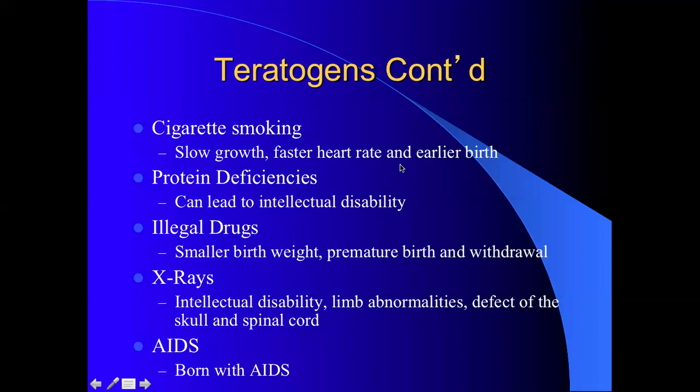So there are low levels of radiation that could cause damage to the child. So even something as simple as an X-ray could cause damage to the child, lead to intellectual disabilities, limb abnormalities, and whatnot. Now, how did we discover the effects of radiation on prenatal development?